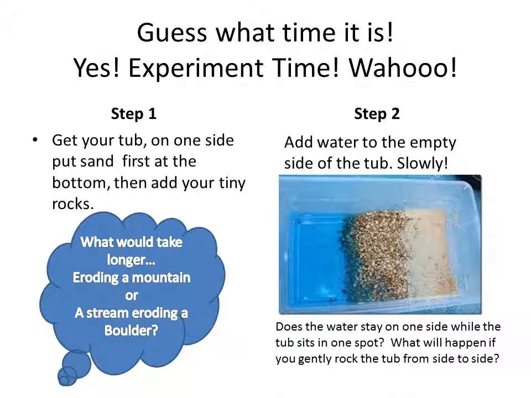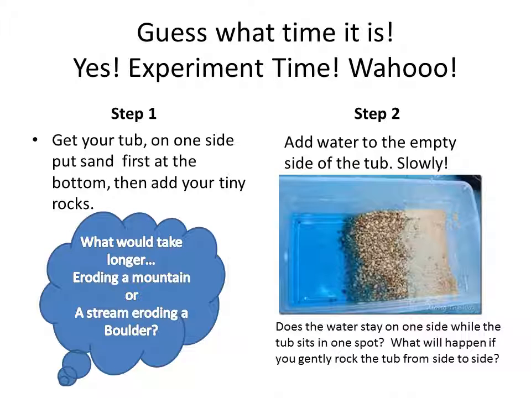So guess what time it is? Experiment time. That's right. So I want you to get your tubs. You have your tub in your hand. All right, and on one side I want you to pour your sand and put your sand on the bottom on one side, and then I want you to put your tiny rocks and then put your water on the other side. Good. Everybody's ready?